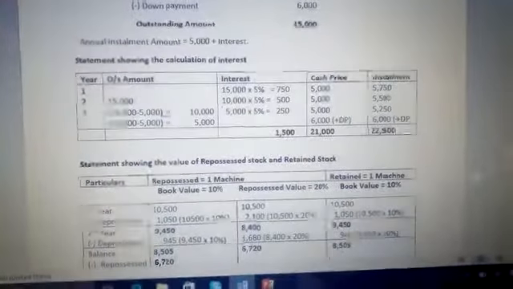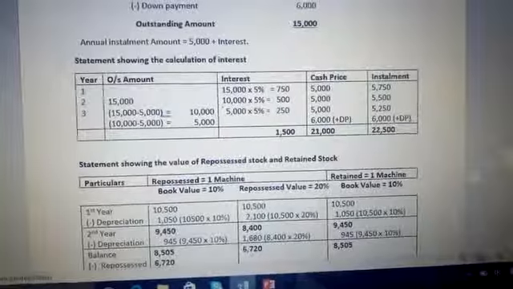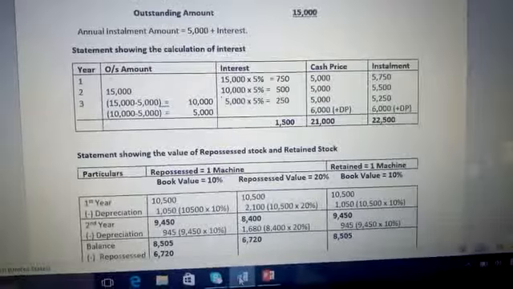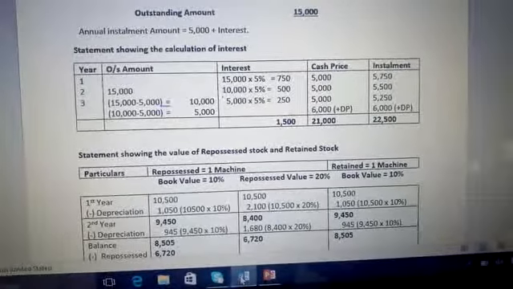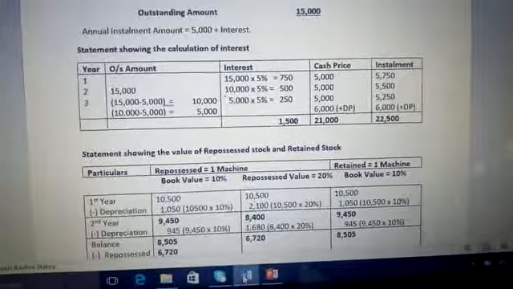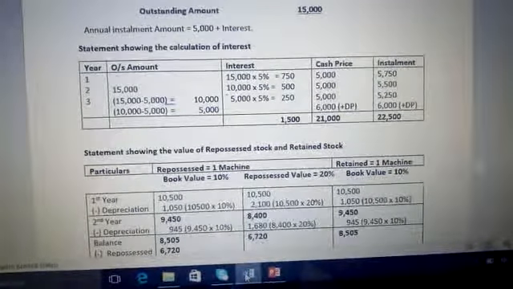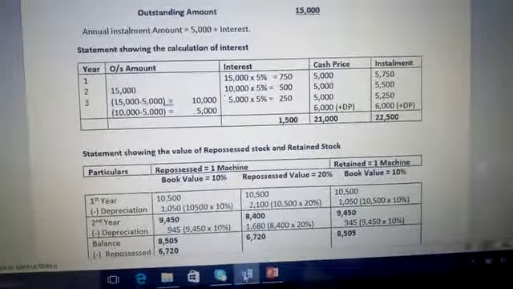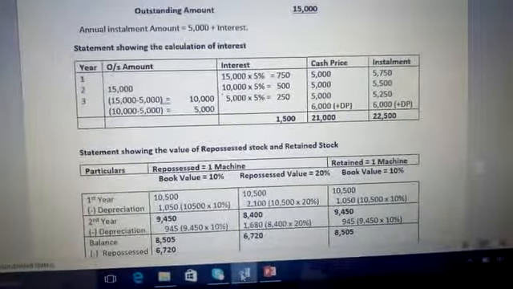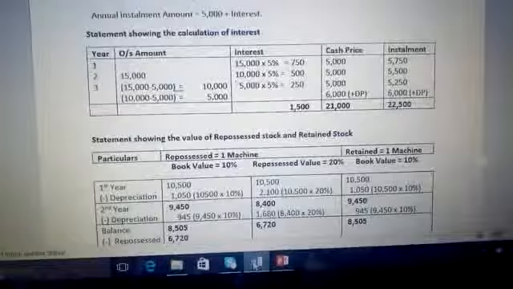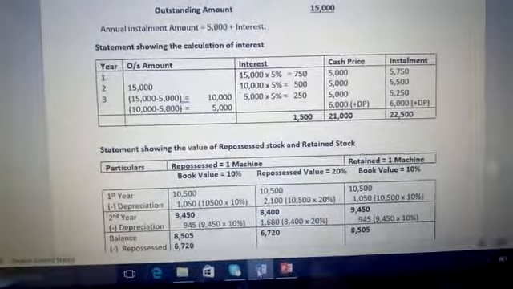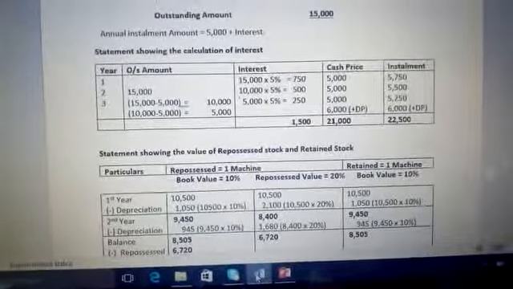So in the first year, the outstanding amount is 15,000. In the second year, the outstanding amount is 10,000, and in the third year, the outstanding amount is 5,000. In the first year, the interest is on the outstanding amount: 15,000 at the rate of 5% is 750. In the second year, outstanding balance 10,000 at the rate of 5% is 500. In the same way, for the third year, the interest is 250.